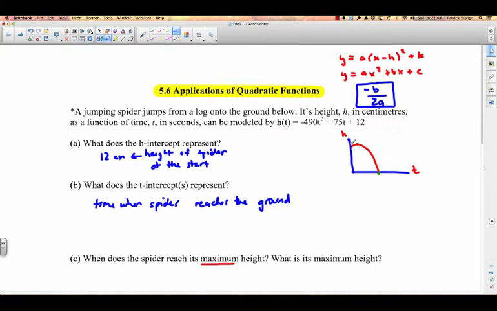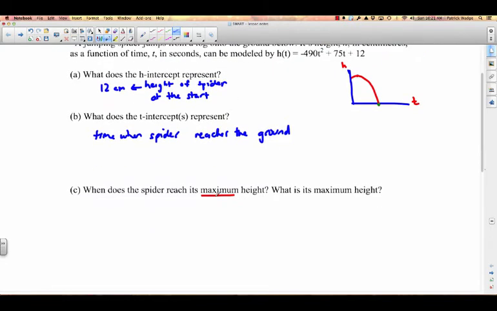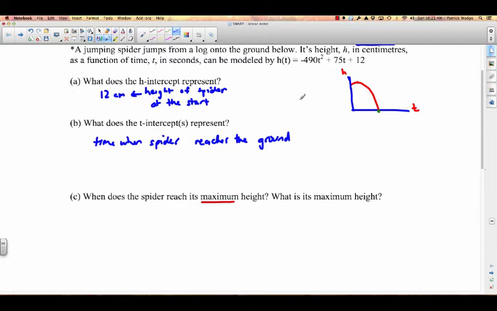This is part of the parabola. We don't need to worry about the whole parabola. Alright, when does the spider reach its maximum height? And what is its maximum height? Well, if we're interested in that, what we're interested in is the vertex, right? That'll tell us how high his highest point is, and it'll also tell us when he gets to that point. That'll be the t amount of the vertex. So all we have to do is find the vertex of this parabola for that equation right there.